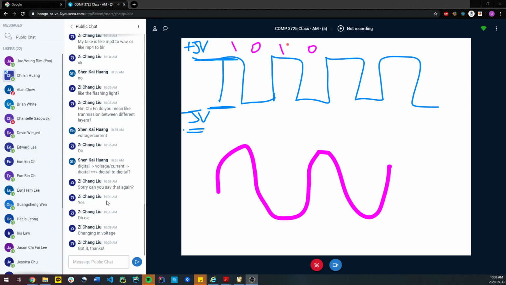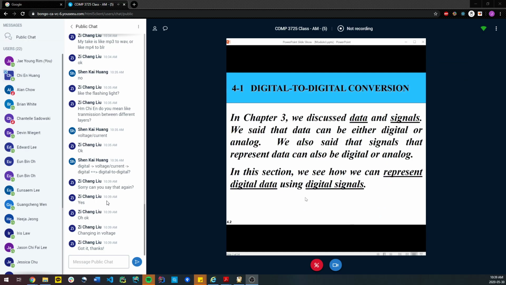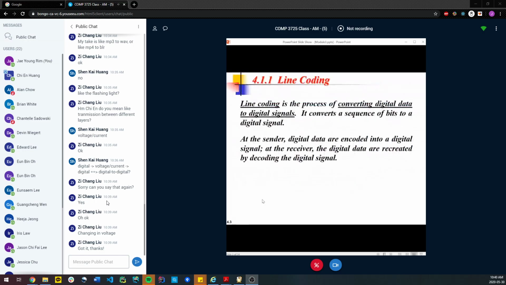But there are a lot more issues associated with that, which is why we're going to look at different forms. So the first thing that we want to do, and this will be question 2 on your assignment 2, is that you'll be drawing the different types of digital signals to do so. This whole process of doing digital to digital is actually called line coding. What we want to be able to do is convert this digital data to digital signals.